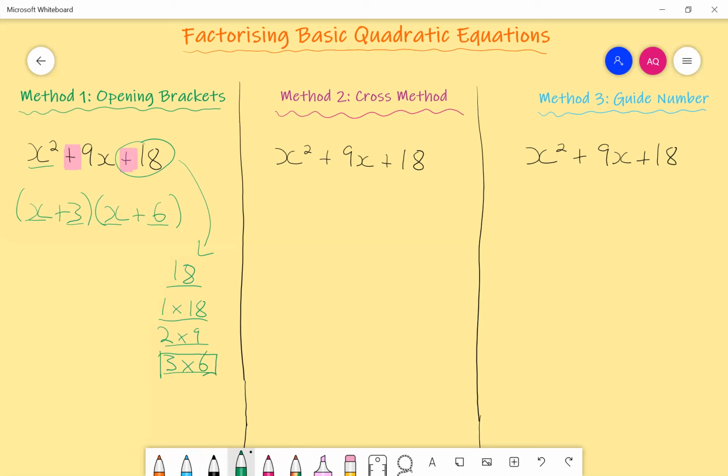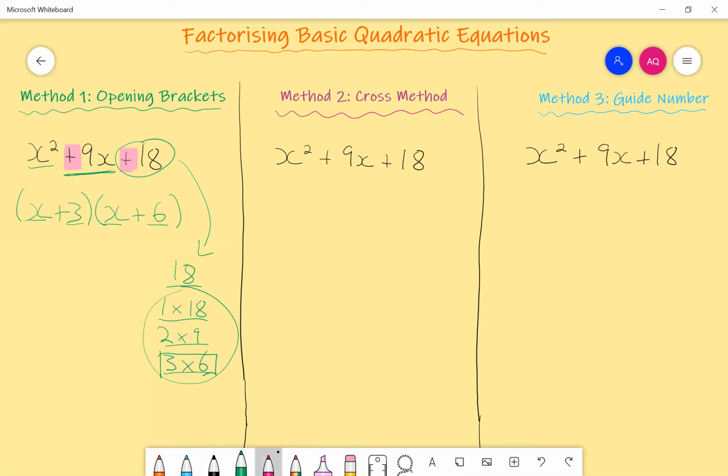Just one other thing on that positive 9x: because that's a positive number, the two numbers out of the pair of factors are going to have to add to give 9. What we'll see in some of the later ones is if there's a negative in front of that number, you'll have to have two numbers which subtract to give that. So when it's positive 9x, they must add to give that.